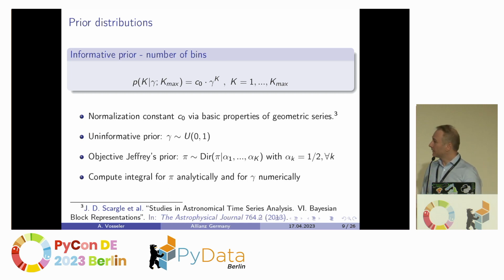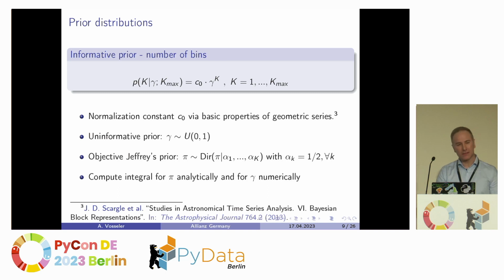And this is an uninformative prior that restricts gamma to the range of 0 and 1. And because this has the form of a geometric series, this controls, so to say, the convergence of this geometric series. And we will use this subsequently then.